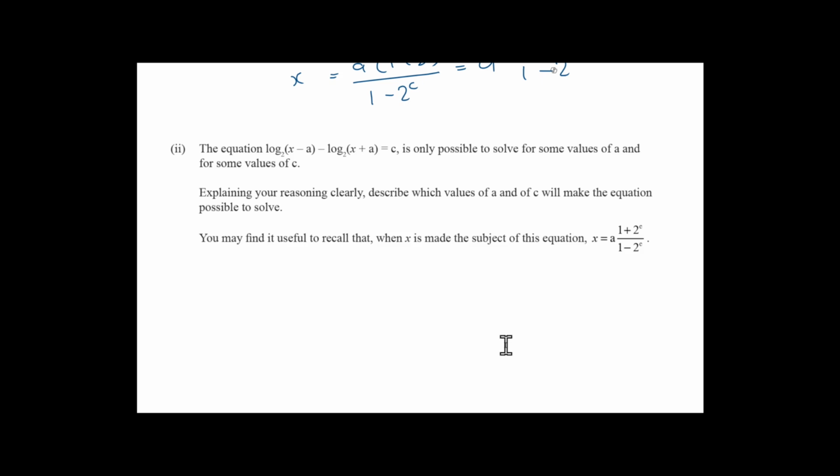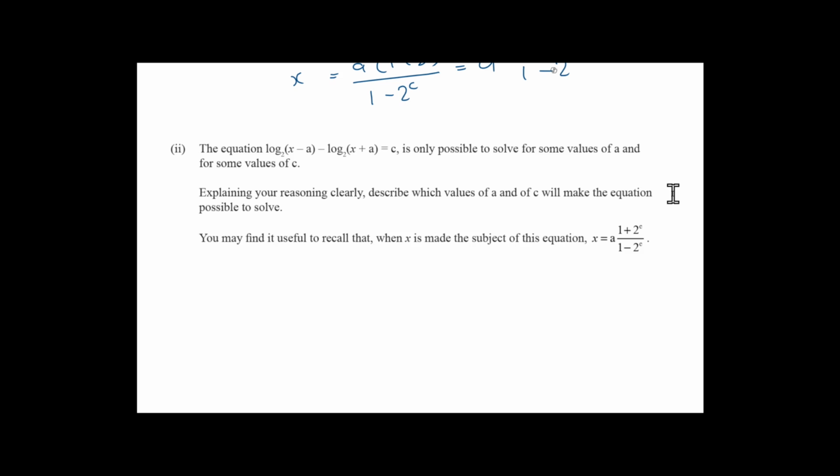Right, we're back. This question. The equation log base 2 of x minus a minus log base 2 of x plus a equals c is only possible to solve for some values of a and c. Okay, explaining your reasoning clearly, describe the values of a and c which will make the equation possible to solve. So remember that a and c are both constants. You may find it useful to recall that when x is made the subject, x equals this.